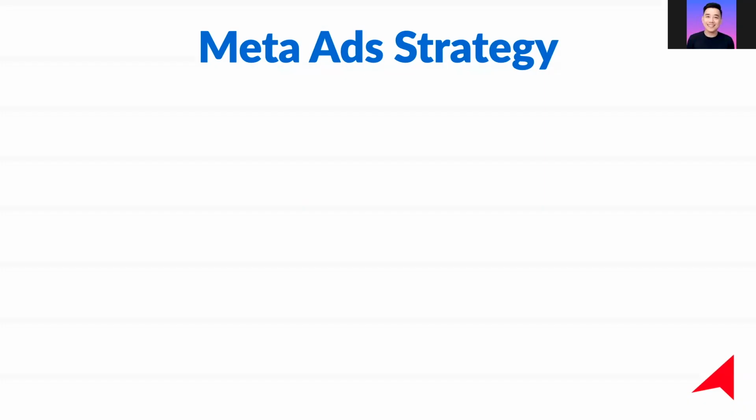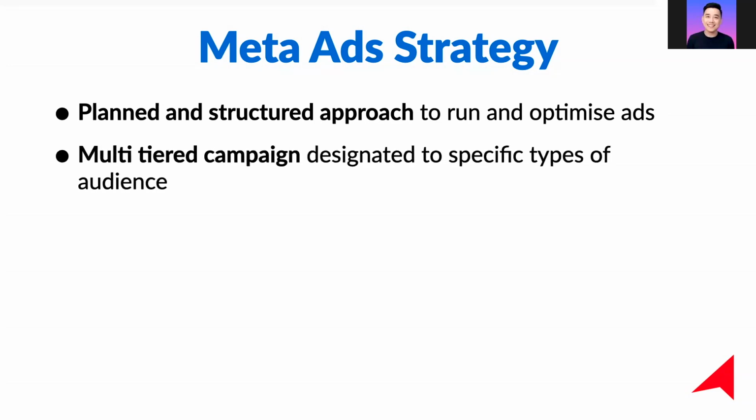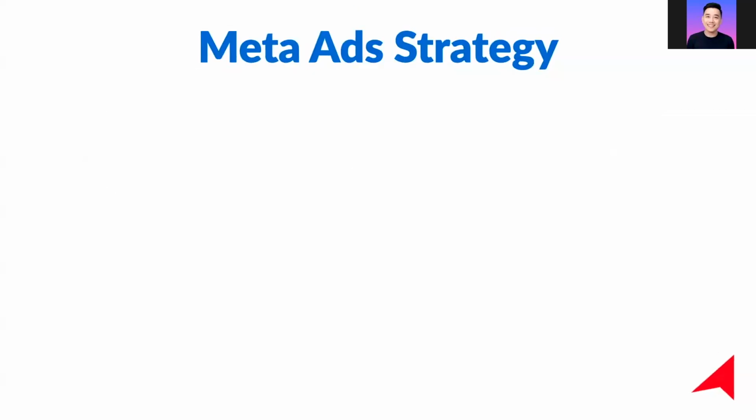So when it comes to meta ad strategy, what we are really looking at here is a plan and structured approach to run and optimize Facebook advertising, meaning we are coming in with a plan, from all the perspectives, from the objective selection, the audience targeting, the ad creative and all that, everything is planned and structured because we know what we want to achieve and we actually have a plan to achieve that. Basically, this involves multiple tiered campaigns designated to specific types of audiences. So basically, a meta ad strategy involves multiple things, such as first, it starts from the objective and optimization.